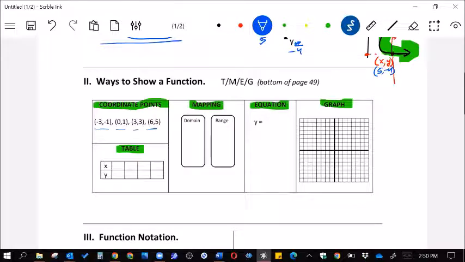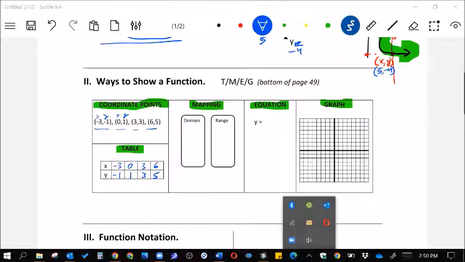So we're going to put them on a table. I'm going to use the x of -3 matches the y of -1, 0 and 1, 3 and 3, 6 and 5, because that's the x and the y, the x and the y, and so on.